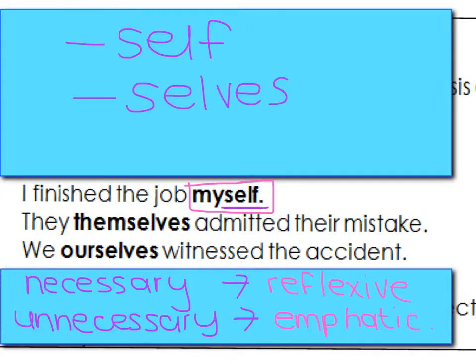So let's have a look. I finished the job myself. Let's cover the word myself and see if it still has the same meaning. Now let's read it. It says, I finished the job. It's very clear. I finished it. I don't need this word to understand that I am the one who finished it. Therefore, myself is an unnecessary word. And we know that if a word is unnecessary, it's repeated emphatically, then it's an emphatic pronoun. This word is an emphatic pronoun.